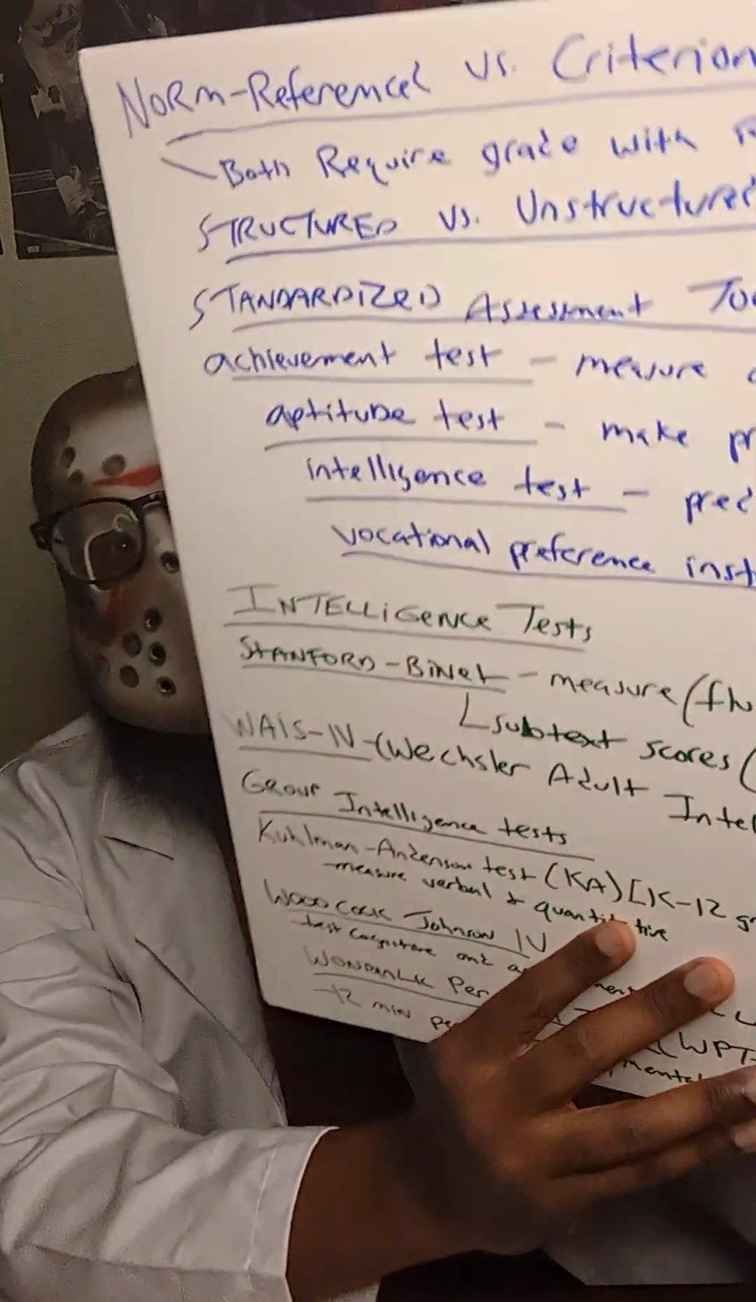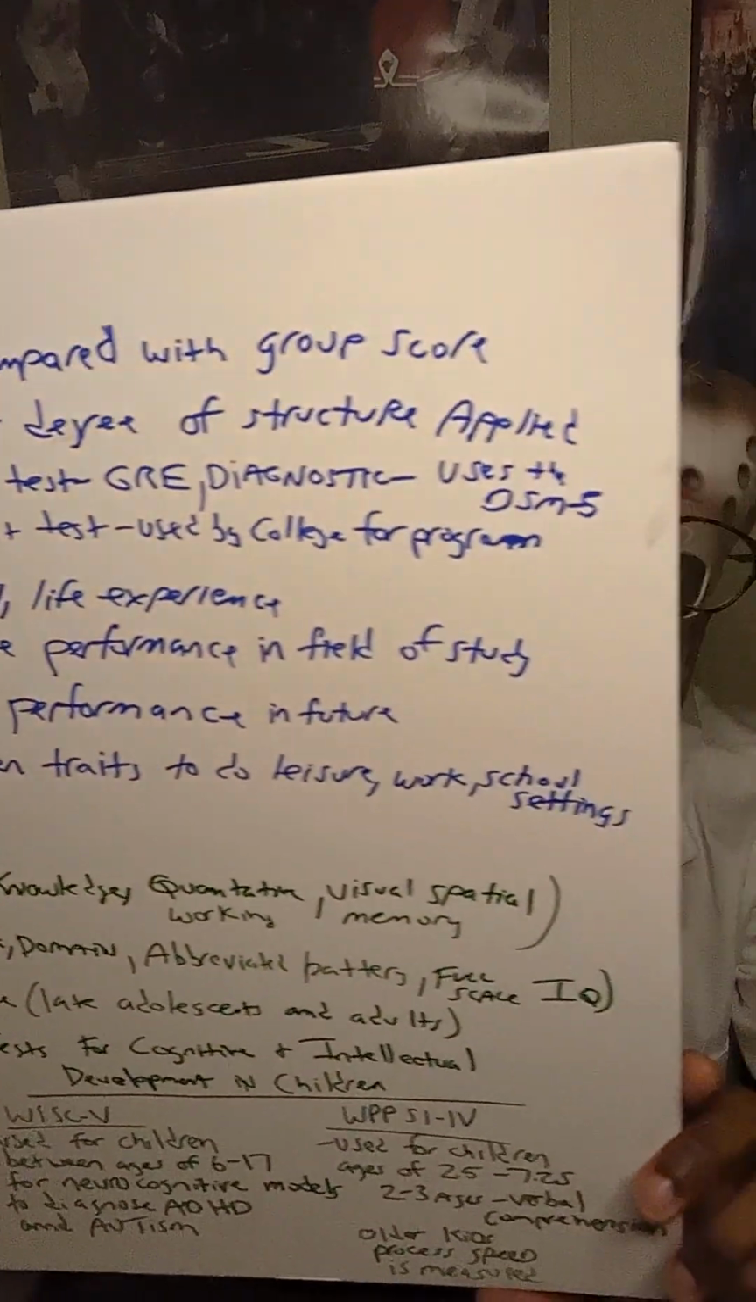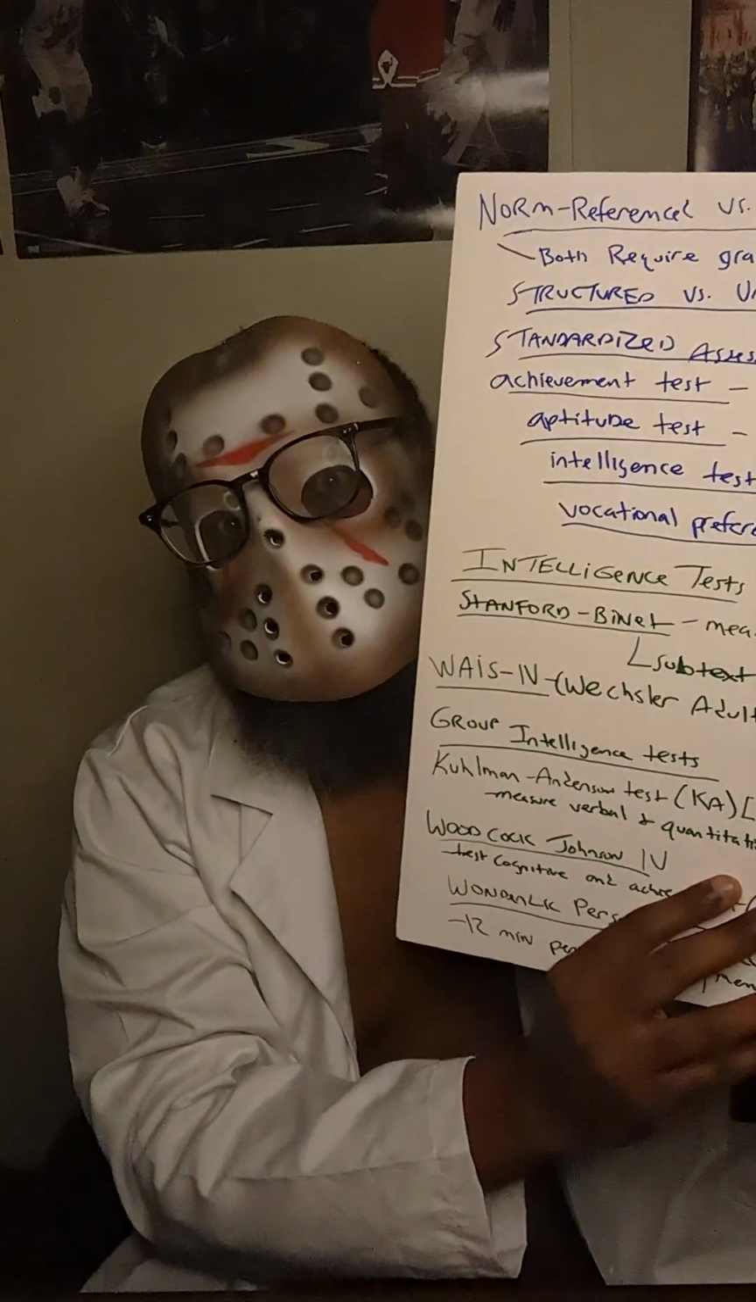So look at this here: norm reference criteria and the standardized assessment tools. Get a good look at that again, what I just read out. Next, we have a good overview of all the intelligence tests. It's a good bit of them too.